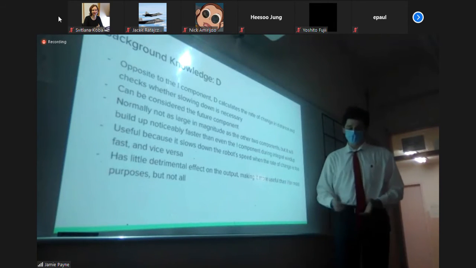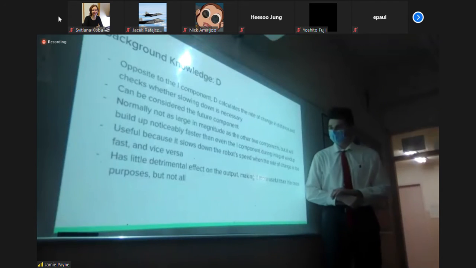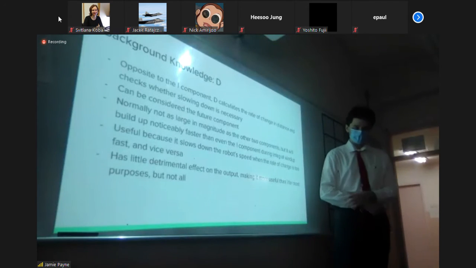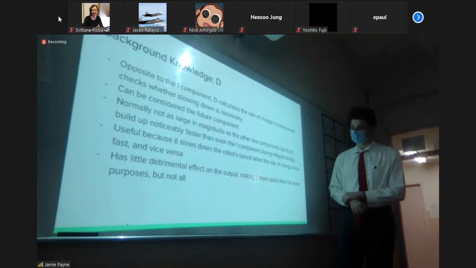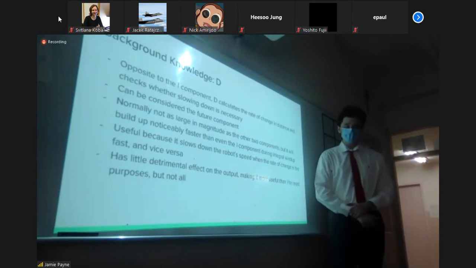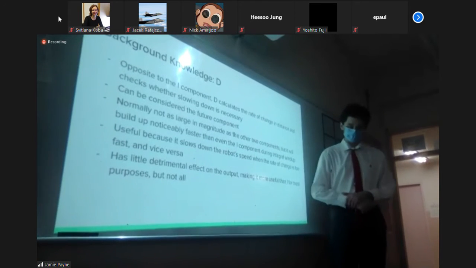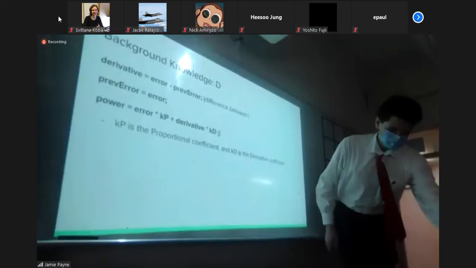Why is this useful? This is useful because it slows down the robot's speed when the rate of change is too fast, and also vice versa. Another advantage is that it has very little detrimental effect on the output, making it more useful than the integral component for most purposes, but not all purposes.